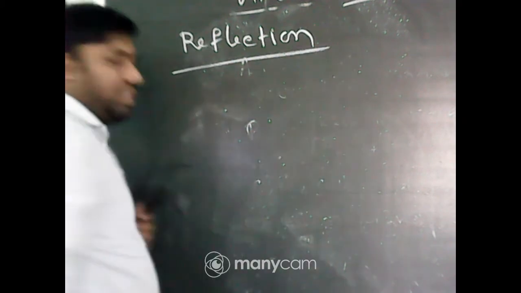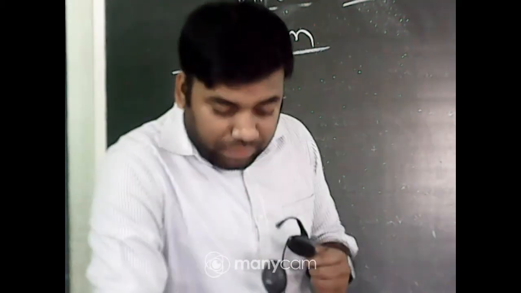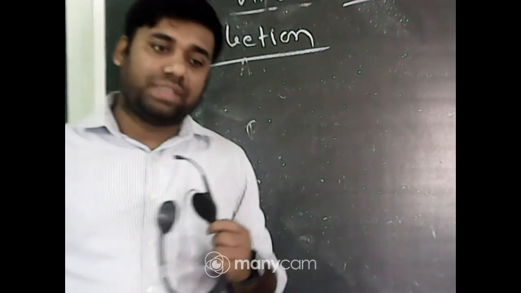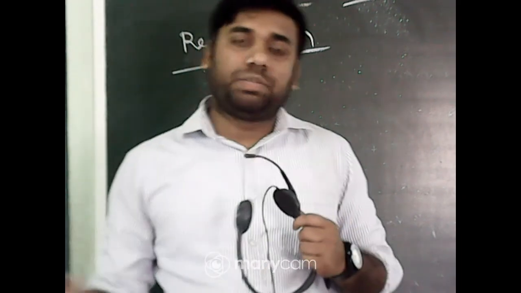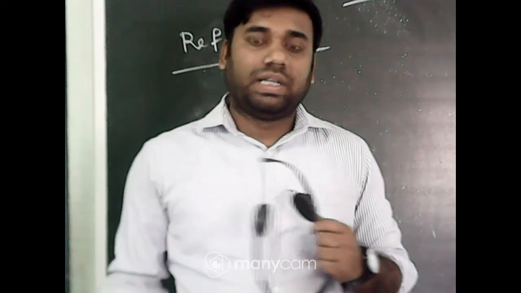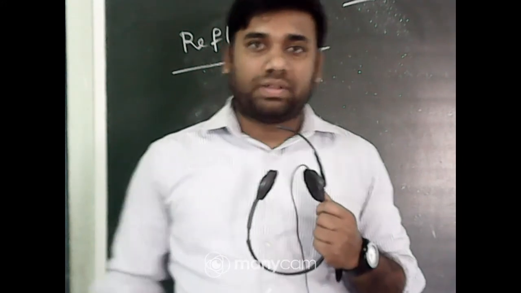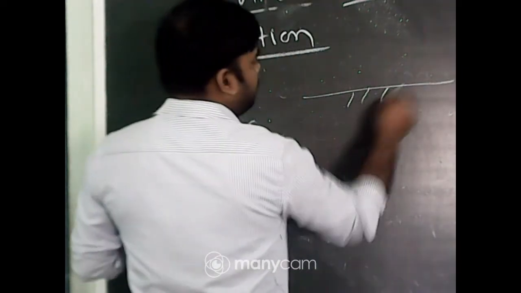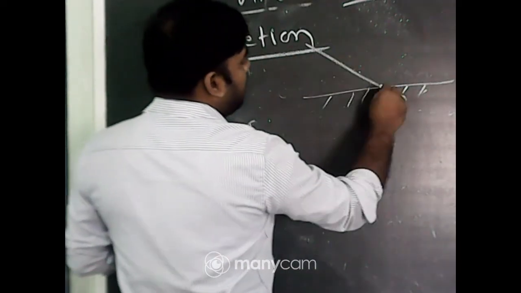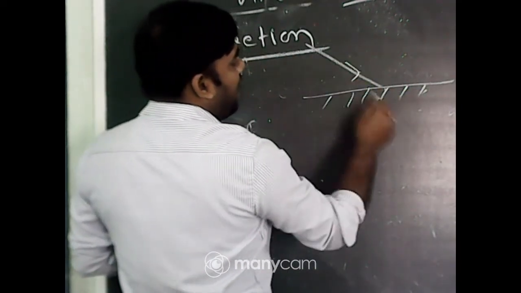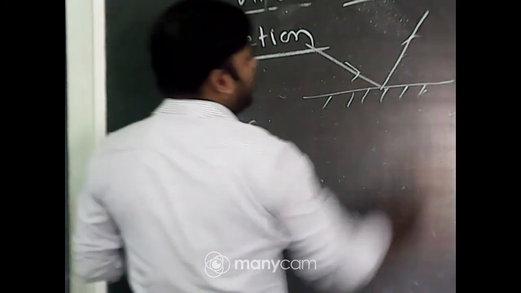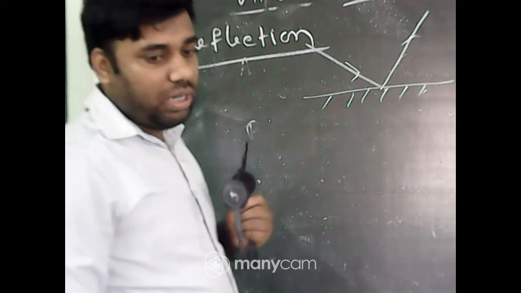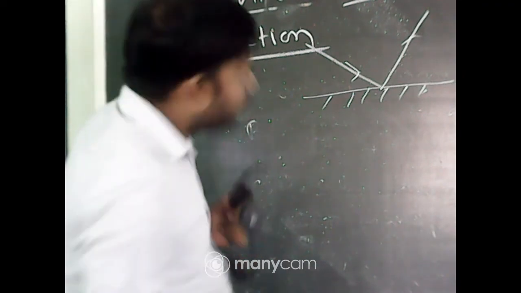Reflection means, if I read the definition, when light is incident on a surface and strikes the surface, it bounces back in the same way. That incident is known as reflection. For example, on a surface, one ray came, struck this surface and bounced back in the same way. That incident is called reflection.